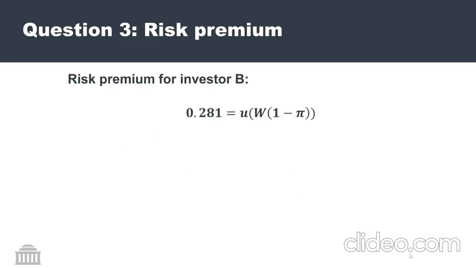Now again, knowing this expected utility, we can find the risk premium for this investor. Again, we know the utility function and the initial wealth is $1. So therefore, this gives us the following expression. All we need to do is solve this expression for pi. Doing this gives us 1.04%. So therefore, this is the risk premium required by this investor for this given lottery.